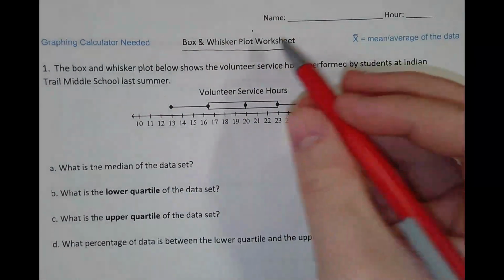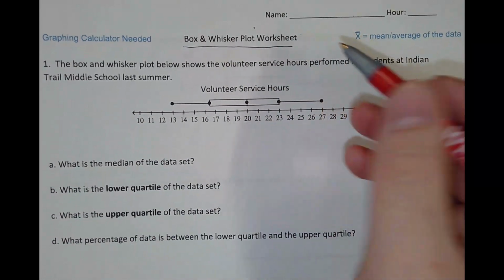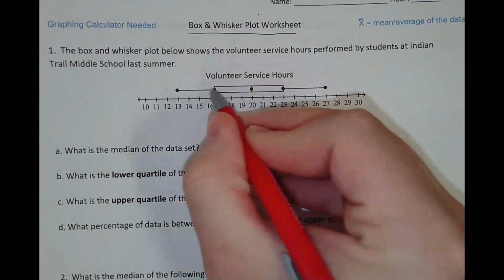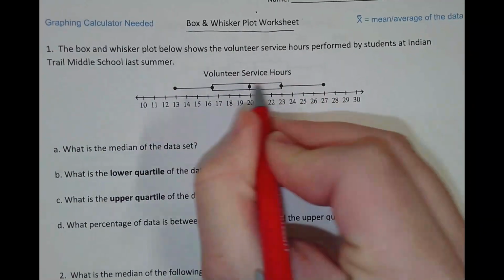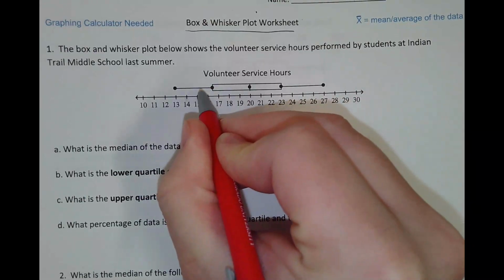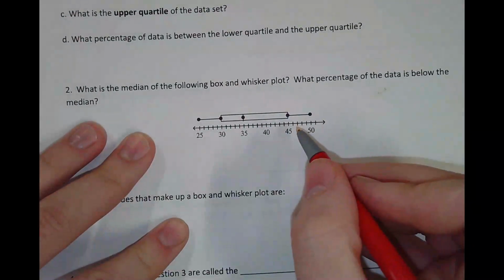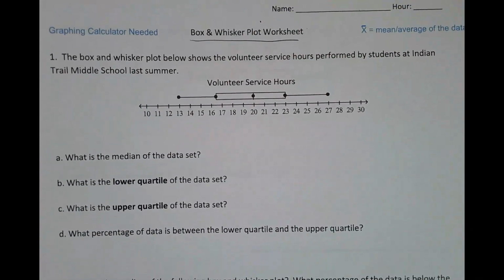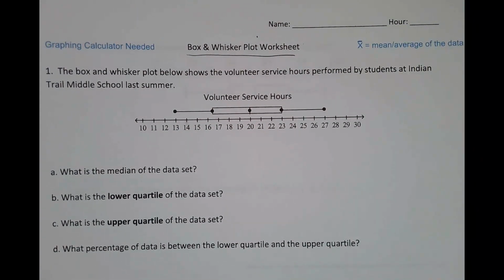These are called box and whisker plots because there is a box and then there's usually two whiskers. Sometimes the whiskers can be very long, sometimes the whiskers can be very small. As you can see, this is a box and whisker plot as well. Today we should learn how to draw them, what they represent, and a few other calculations.